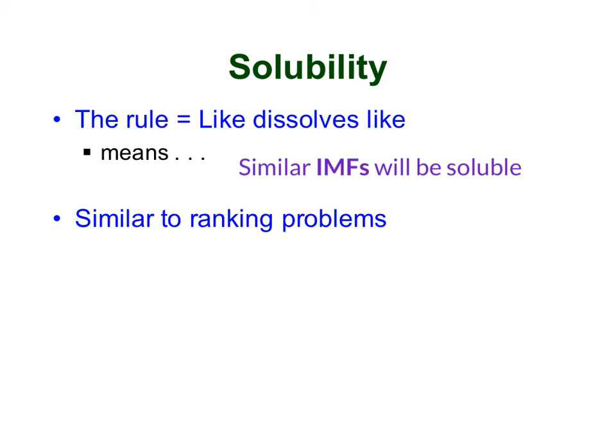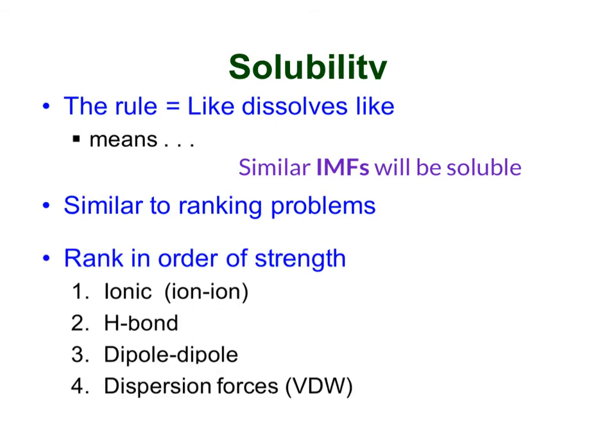So this is going to be really similar to the ranking problems that we already did. There's just going to be slightly different trends depending on what your solvent is. So let's look at that. As you may remember, we said that these were the intermolecular forces and that these were the rankings. So ionic would be the strongest and dispersion would be the weakest. When we were looking at melting point and boiling point, that's what we were looking at. Stronger intermolecular forces will have higher melting points.